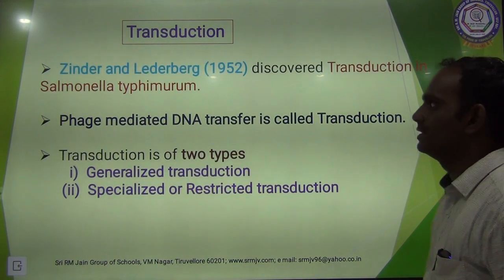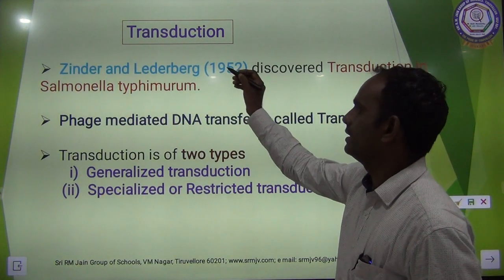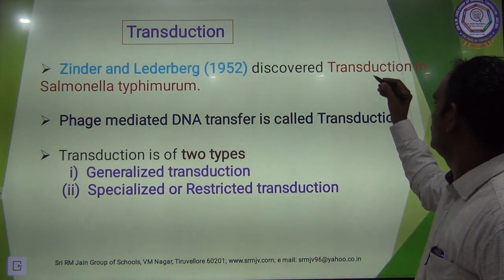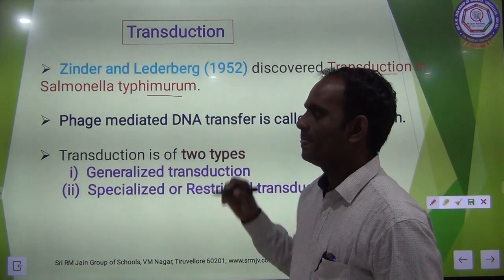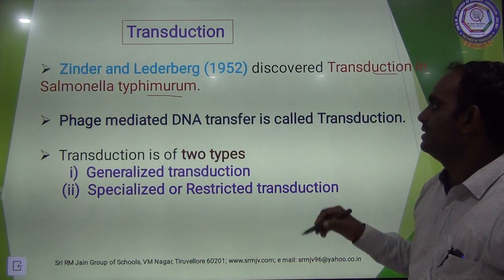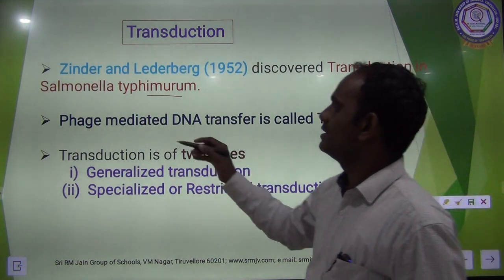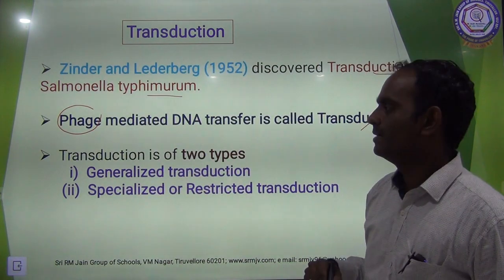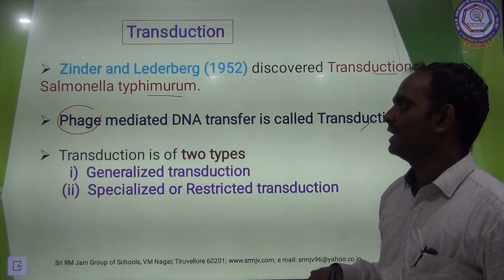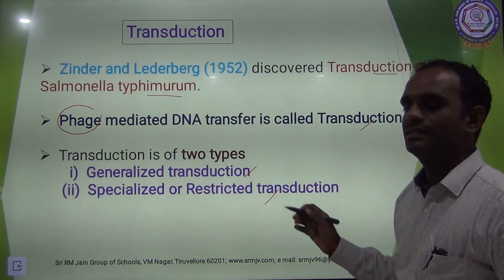The last one is transduction. Zinder and Lederberg in 1952 discovered transduction in Salmonella typhimurium. Phage mediated DNA transfer is called transduction. What is a phage? A virus infecting bacteria is called a phage. So there are two types of transduction. One is generalized transduction and another one is specialized transduction.